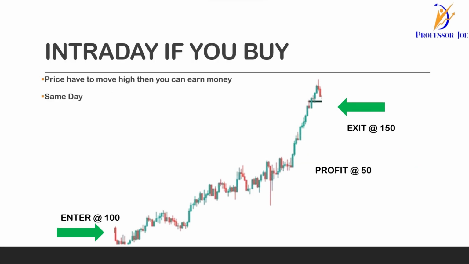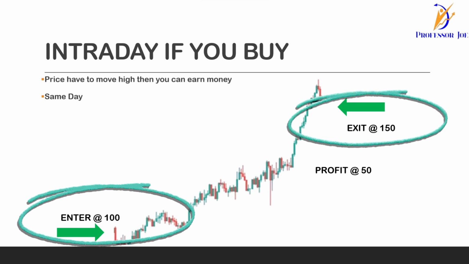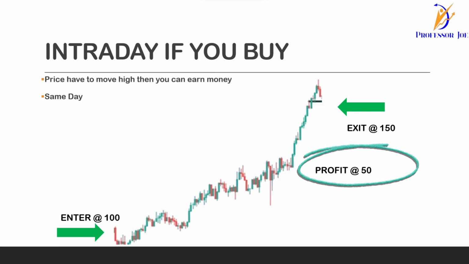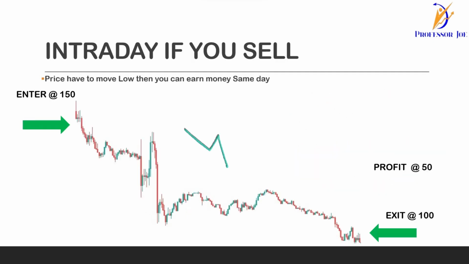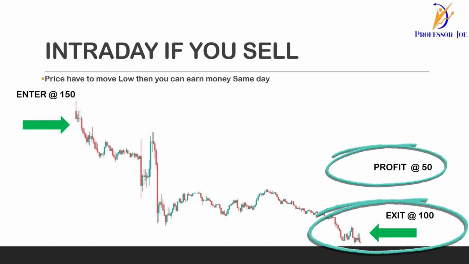And same is the case with intraday. If a trader is buying in intraday and exits the trade in the same day, say for example, the trader enters at 100 rupees and exits the trade in the same day at 150 rupees, the trader is making a profit of 50 rupees. On the other hand, if the trader in intraday enters a sell position at 150 rupees and exits at 100 rupees, then the trader makes a profit of 50 rupees.